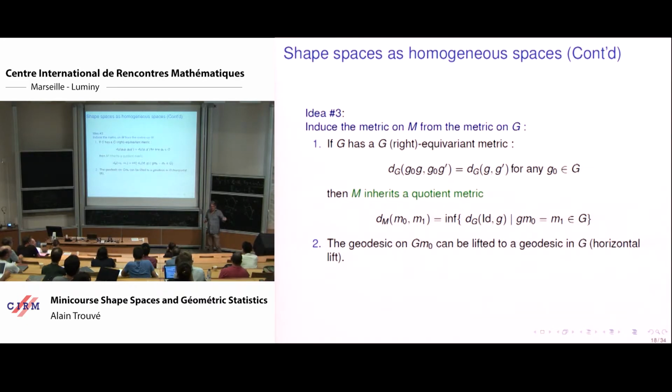You have a shape space like this, you build another one, you have different discretization, and now you don't know what the relation is between the different shape spaces.